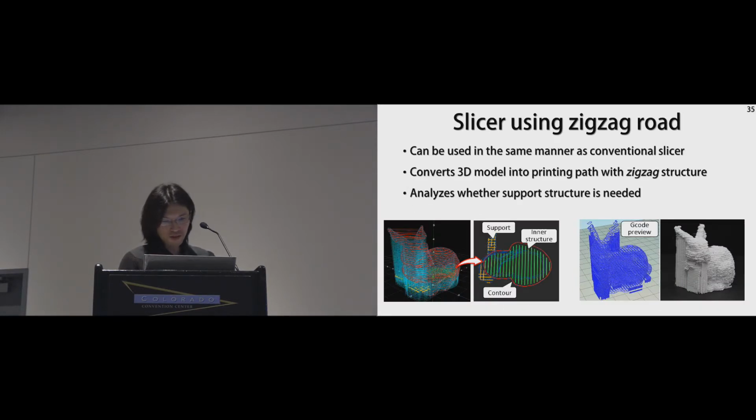Okay, first, slicer software using zigzag load. This can be used in the same manner as a conventional slicer. Users import a 3D model to this system and set parameters. After this, the system converts the 3D model into a printing path with zigzag structure. To analyze whether support structure is needed or not, the system uses the additional parameters.